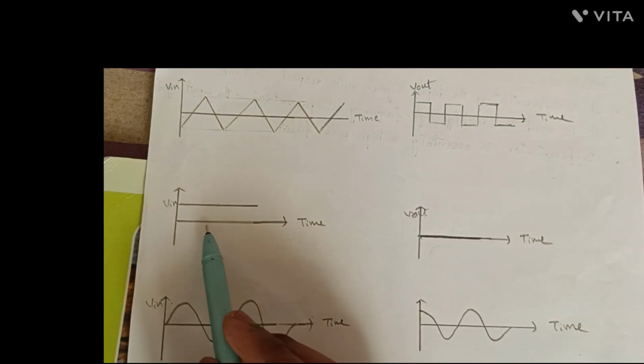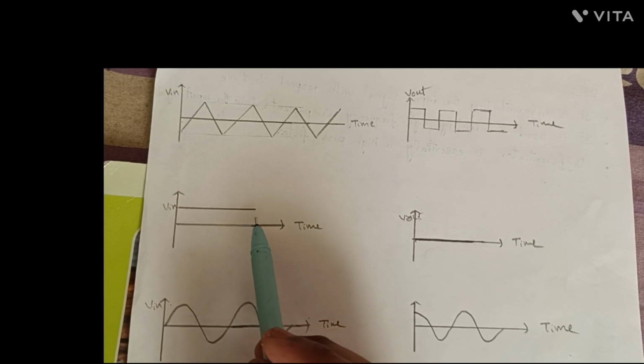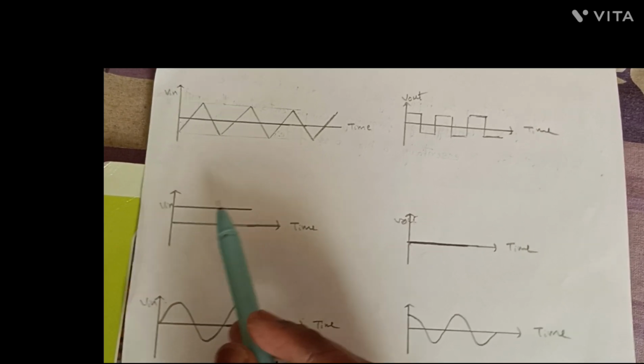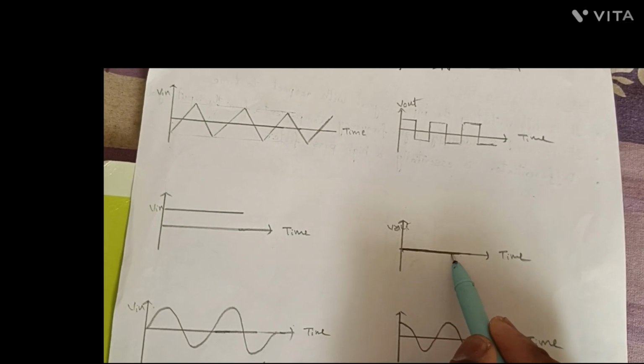And let us observe this graph. Here the input voltage is constant. If you differentiate a constant with respect to time, we will get the output voltage as 0. So the output voltage with respect to time is 0.